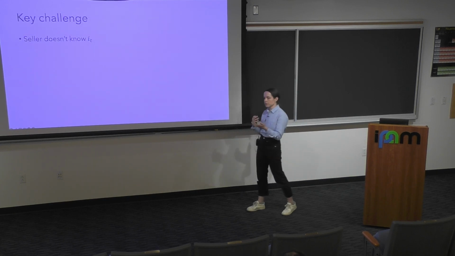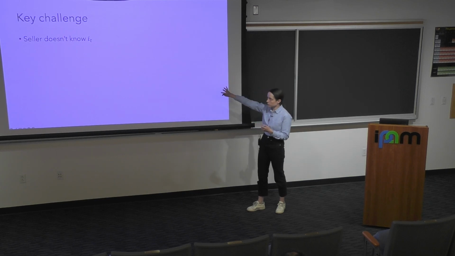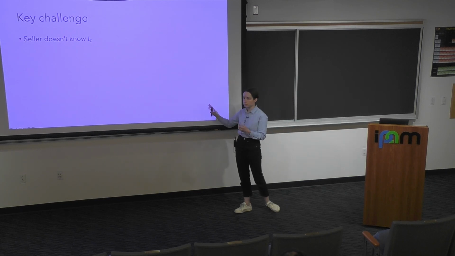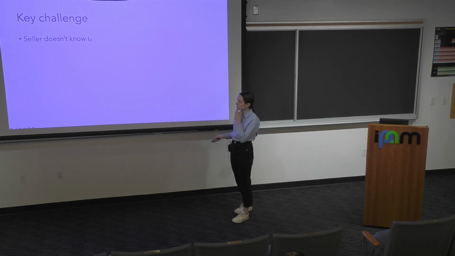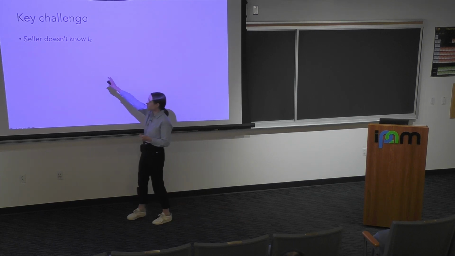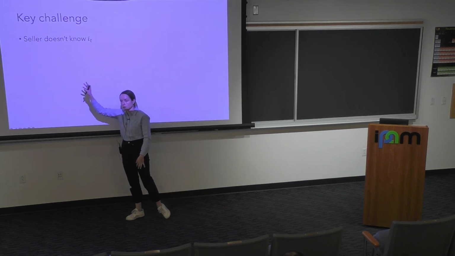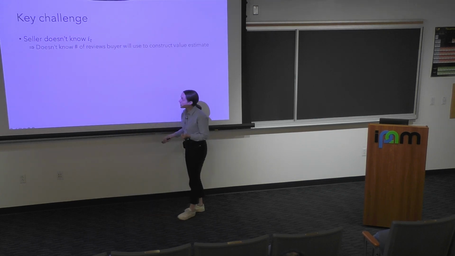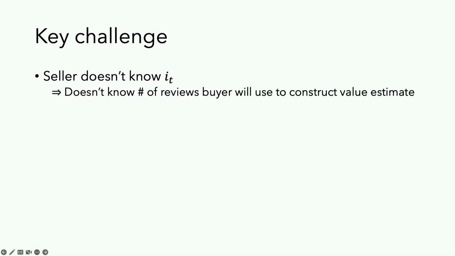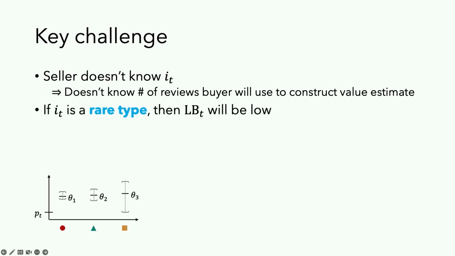Now with all of this notation and model, let me restate the key challenge we face in this paper. First of all, like I mentioned, the seller does not know the agent's type when setting the price. Therefore, they don't know the number of reviews the buyer is going to use to make their value estimates. If this type is very rare, then that agent's lower confidence bound is going to be very low.